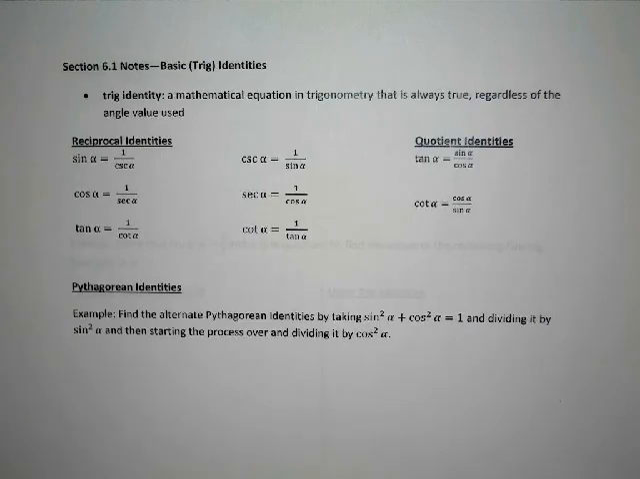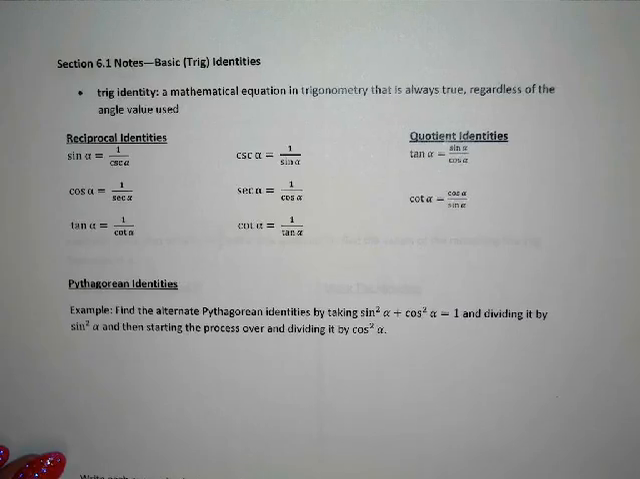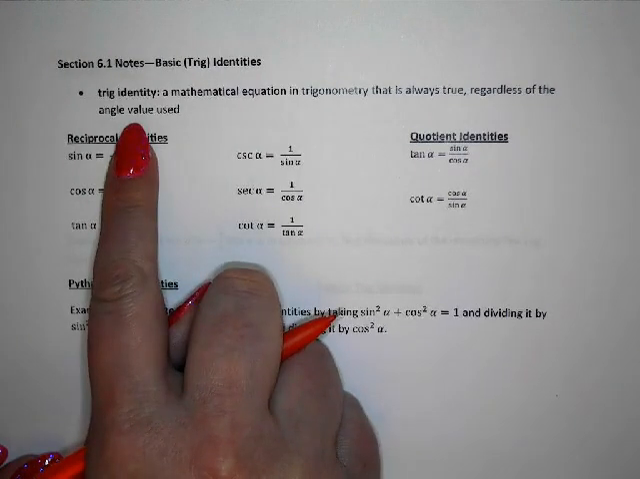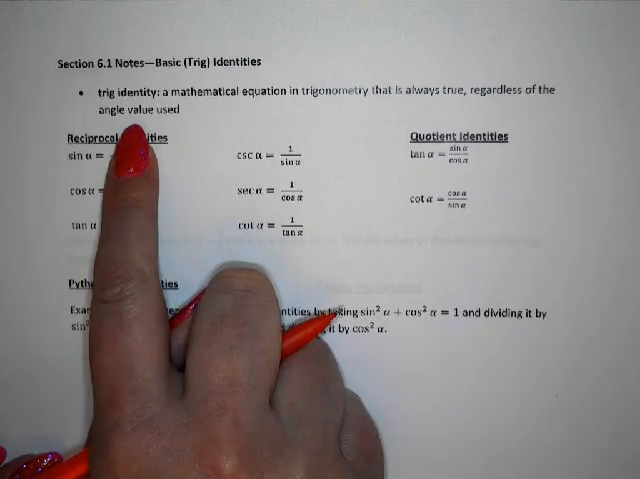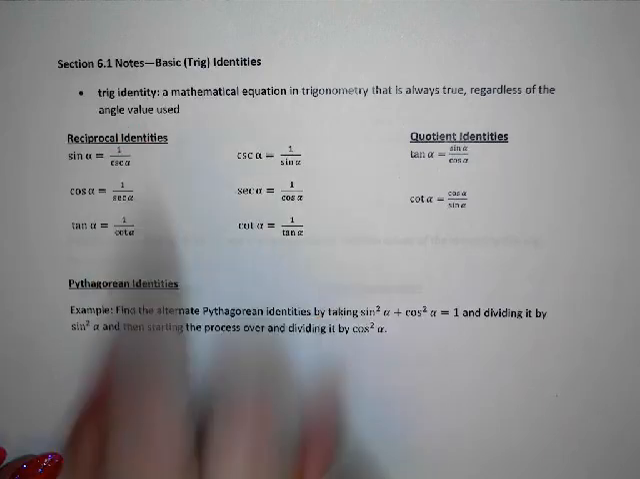This video is on section 6.1 notes, basic trig identities. Before we get started, I'm just going to go over what a trig identity is. A trig identity is a mathematical equation in trigonometry that is always true, regardless of the angle value used.